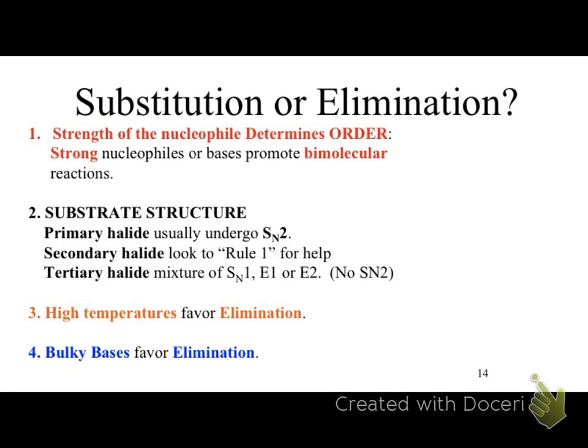If you have a secondary halide, I say look to rule 1 for help. Why do I say look to rule 1? Because if it's a secondary halide, you're SOL. That can be anything. E1, SN1, E2, SN2. All of them are possibilities in the secondary halide. What happens when you become a tertiary halide? It narrows things down a little bit because we can't get SN2, but then the SN1, E1, and E2 are all possibilities.